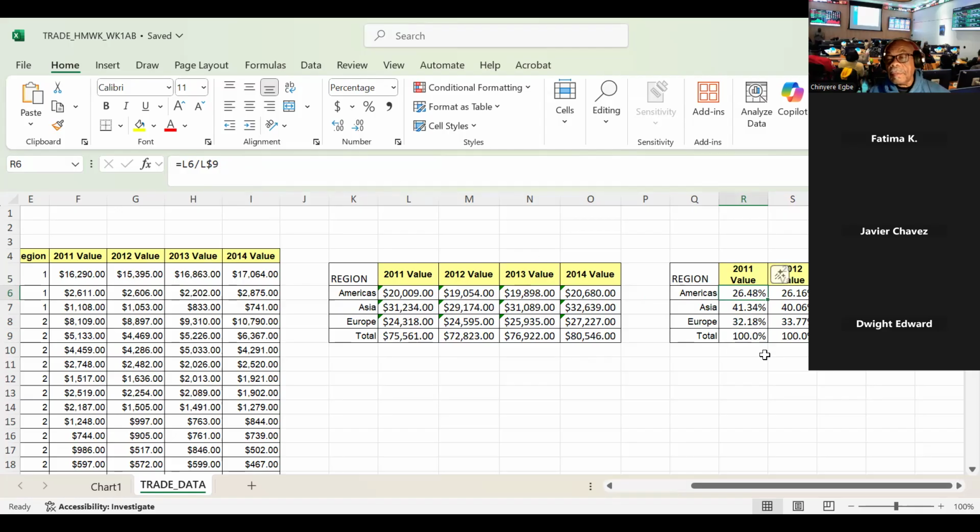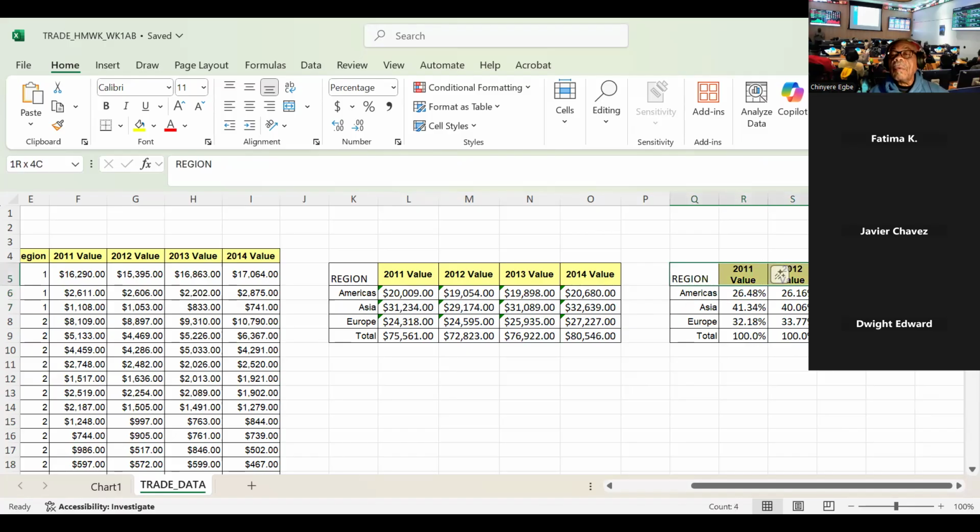Somebody raised that question. How did we get the percentages? Am I correct? Yes. Okay. So somebody did raise the question, and I'm trying to explain how we got the percentages. By dividing the value here for the Americas over the total, dividing Asia over the total, dividing Europe over the total for 2011. And we carried it to 2012, 13, and 14. Okay, and so this is how we got these values.